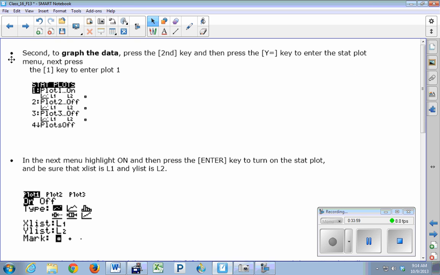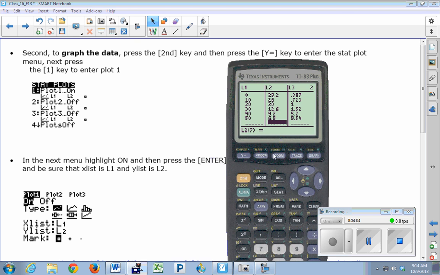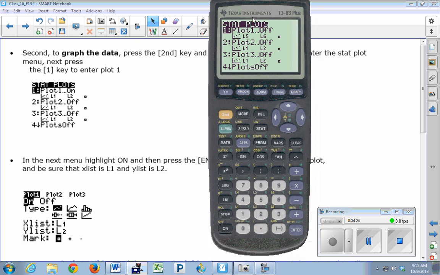Okay, now second I want to graph this data. So I press my second key, then Y equals. My second key means I'm going to get what's right above it in yellow. Right above it in yellow you see stat plot, because I want to plot a scatter plot. So I hit second stat plot, and you notice you can plot 4 different statistical plots here. So we're just going to go down to the first one, and I'm going to turn it on. And notice it says plot 1 is on.